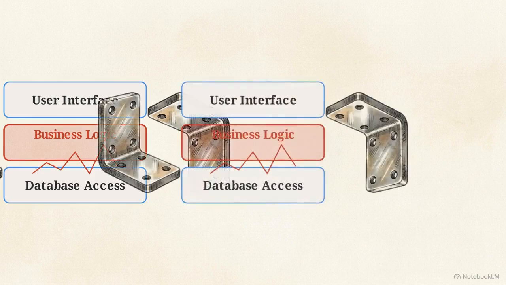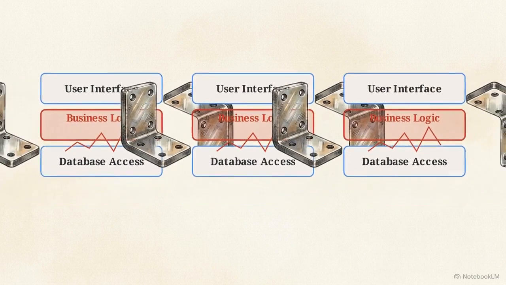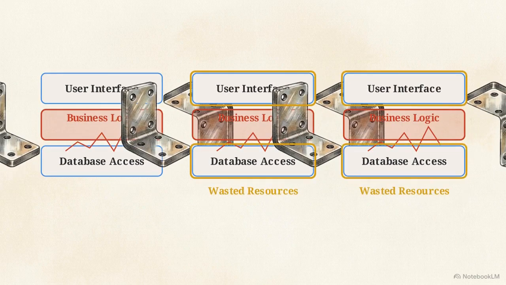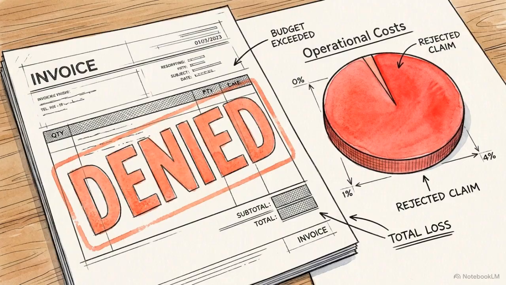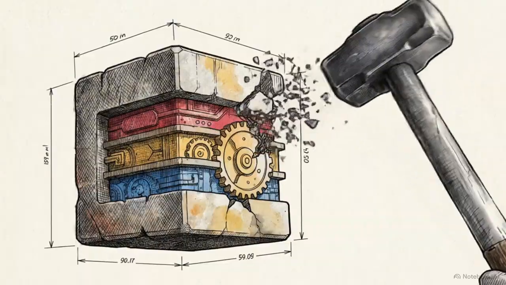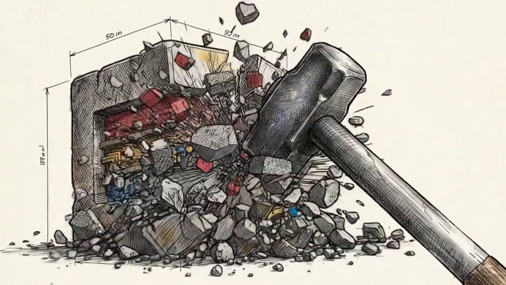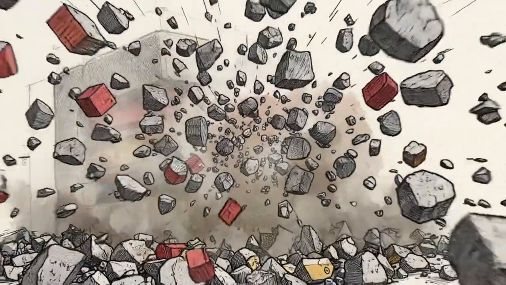If your payment processing feature gets swamped with traffic, you cannot just scale the payment feature. You have to duplicate the entire monolithic application. Scaling means multiplying the entire system. You spend resources deploying databases and UI layers just to keep one overloaded feature afloat, making the architecture financially and operationally unsustainable.